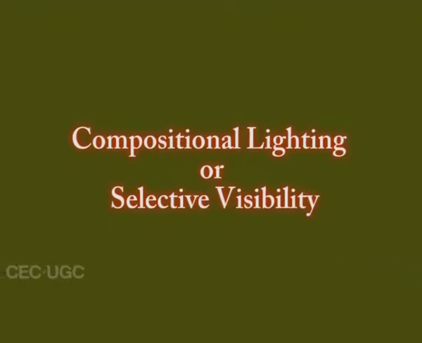Compositional lighting or selective visibility. Today, we need to choose light by quality and not quantity. By using spotlights and dimmers, it is possible to emphasize a part of the stage where the action is concentrated, keeping the other part of the stage dark or dimly lit. The lighting should assist in proper balancing of the stage picture, but this is not as simple as it sounds.